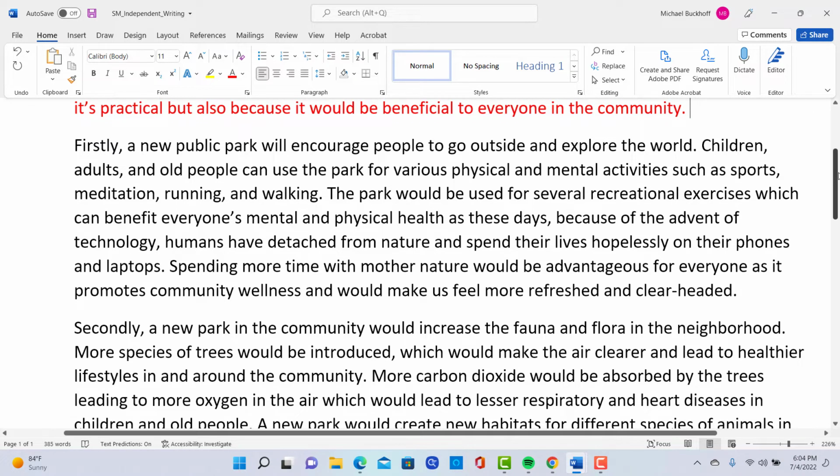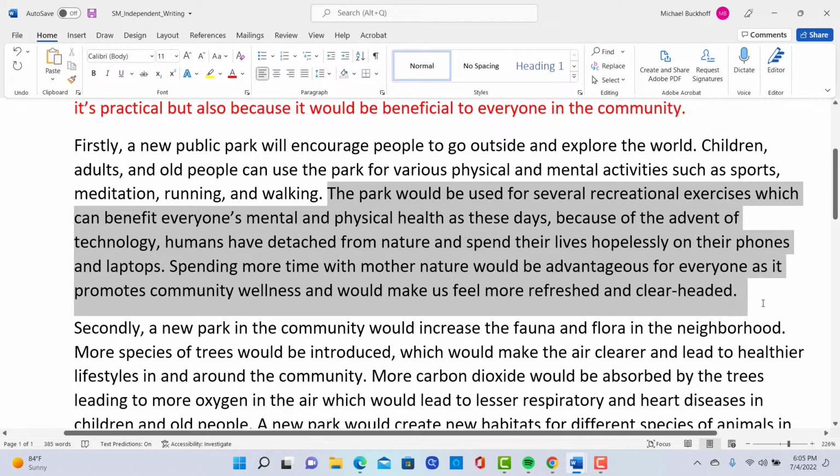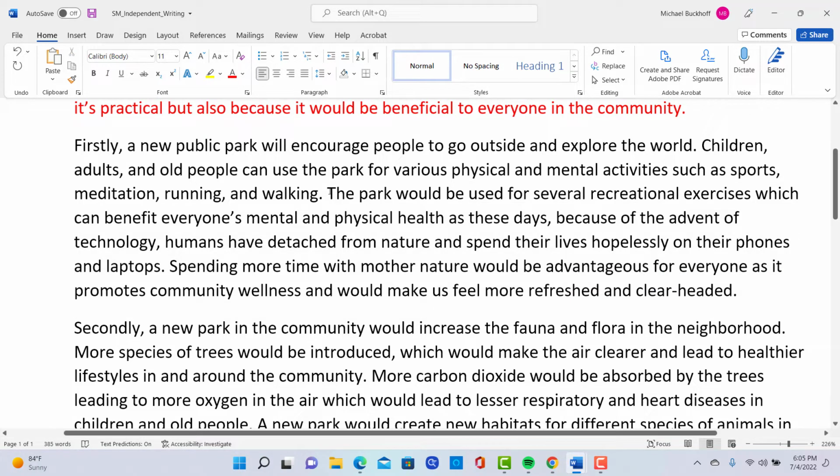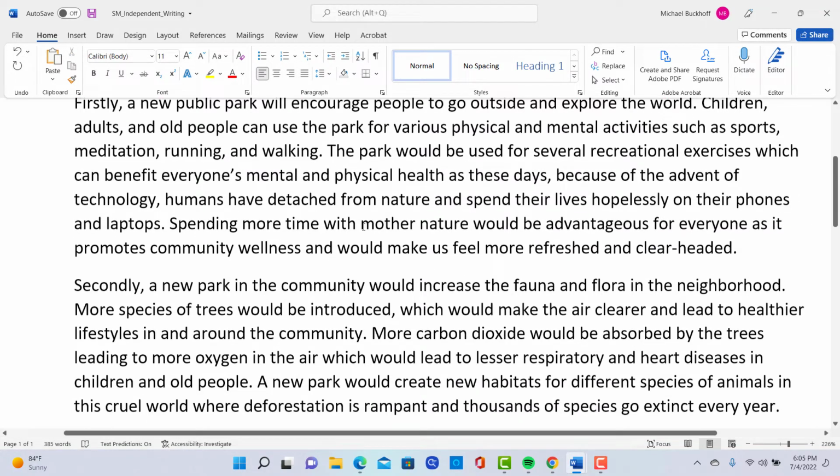So first, a new public park will encourage people to go outside and explore the world. Children, adults, and old people can use the park for various physical and mental activities such as sports, meditation, running, and walking. So what you can do here maybe to show a little bit more progression of ideas is give an example of a park that you know that does allow maybe soccer, or it does allow running, or it does allow walking, and show how people use it, and only talk about that one thing here. I think you need a little bit more what I call concrete detail there.